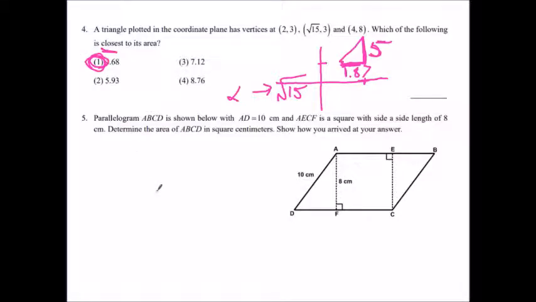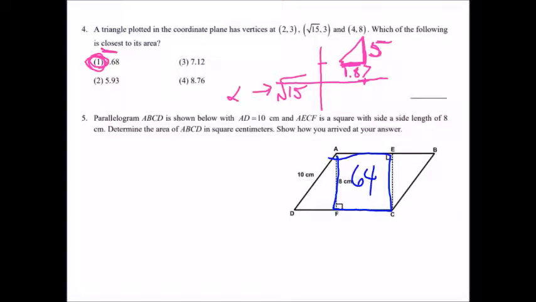All right, parallelogram ABCD is shown. AD is 10. It says the side length of the square is 8. We need the area of A, B, C, D in square centimeters. Show how you arrive at it. So let's take care of this square first. The area of that would be 8 times 8, which is 64.